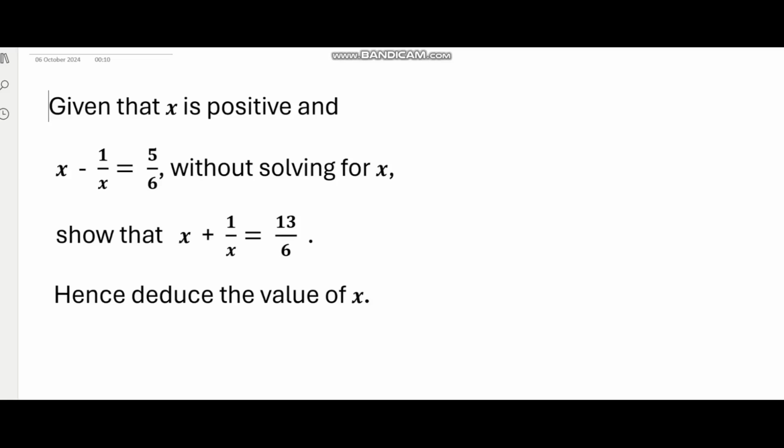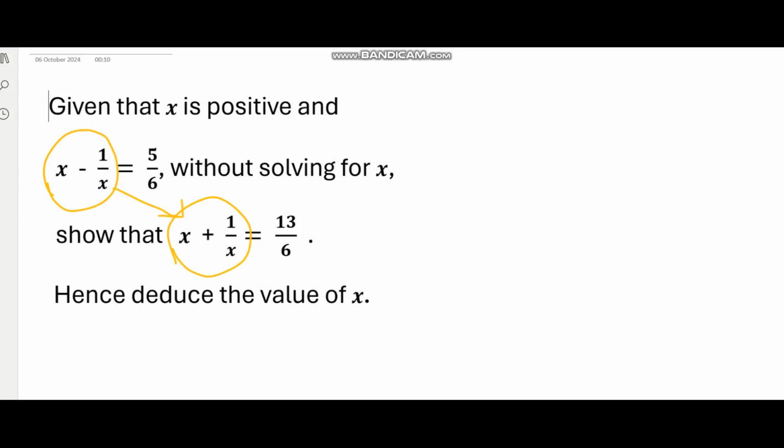Okay, so this is an interesting algebra question. Given that x is positive and x minus 1 over x is 5 over 6, without solving for x, show that x plus 1 over x is 13 over 6. Now, they don't want you to turn this into a quadratic equation by multiplying both sides by x and all that stuff. Instead, what they would like you to do is to go from this to this directly. So how can we do that?